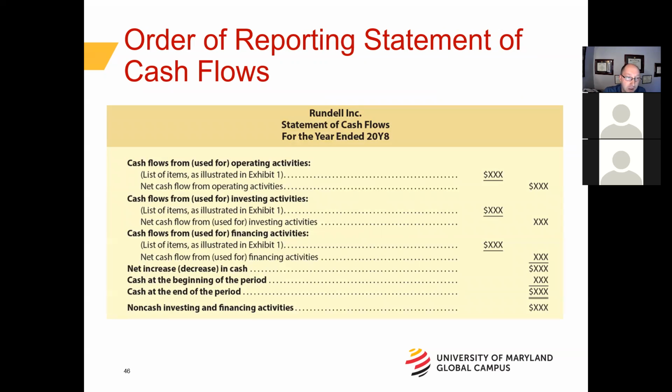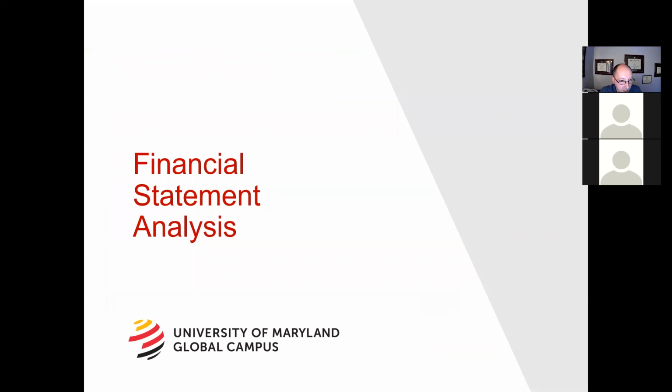So here's a nice visual representation of the statement of cash flows. At the top is operating activities, then investing, then financing, and then the net change in cash. And at the very bottom, you have non-cash. Nice and easy. That is the statement of cash flows.